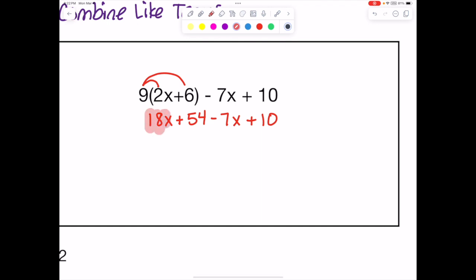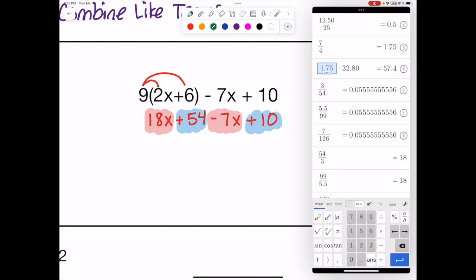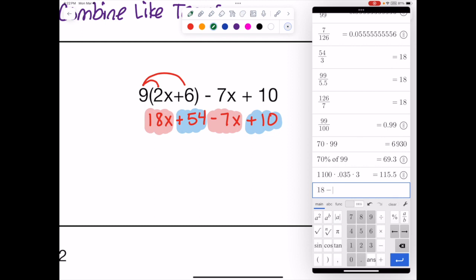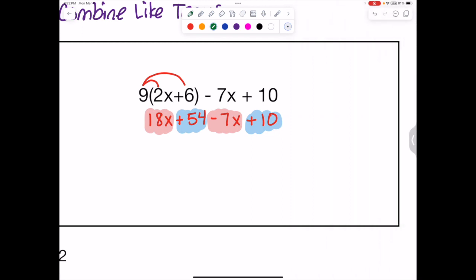Okay, so find all the x club, include the positive or negative, and then find all the constant club. And now let's go ahead and combine. Okay, so we have an 18x and a negative 7x, so 18 minus 7, we don't want to make any mistakes here, is 11. So we have 11x, different sign, subtract, keep the sign of the bigger number, and then 54 plus 10 is 64.